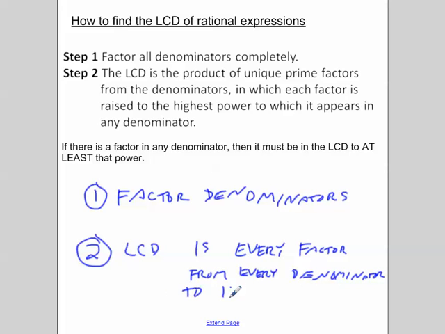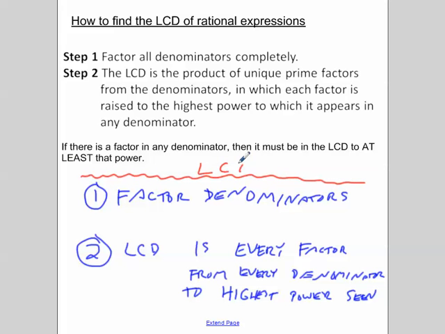Raised to the highest power seen. And I would say that if we're looking for something to add to our study guide, the lowest common denominator is found this way.